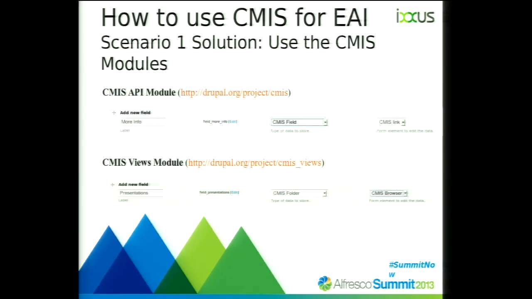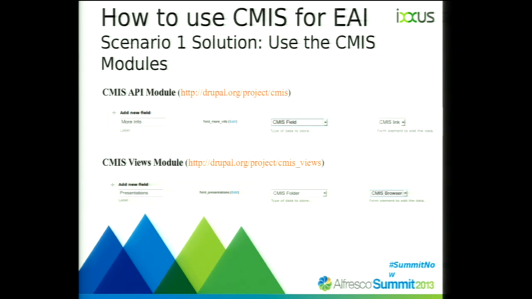You can use two modules, the CMIS API module and the CMIS Views module. What they do, in a short explanation, is this module gives you a new type of field, a CMIS field. So when you are editing a content type in Drupal, you have this new one you can use. So you can add this Alfresco info, and it's going to display a link to a file. And then when you create a new instance of a particular type, like a new article, you're going to be presented with a browser. You can browse to Alfresco, select a file, and there will be a link. So the file will not be in Drupal.